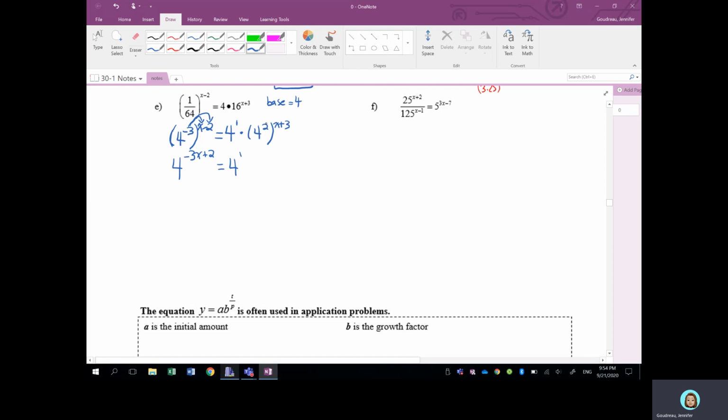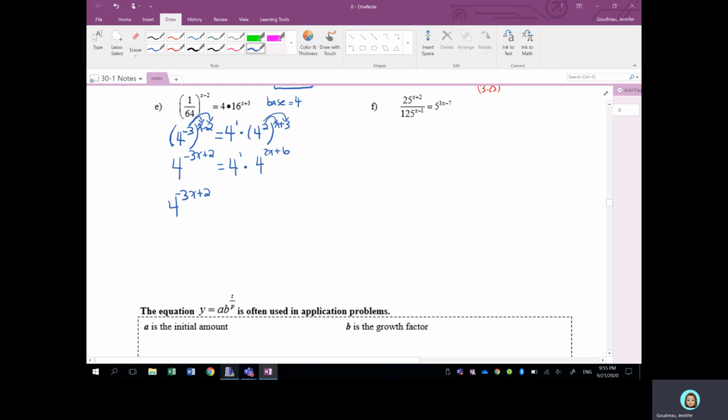Here, also, power to a power. I need to multiply the exponents. I'm going to distribute that 2. So this is going to be 4 to the 2x plus 6. Everything is in the same base. I have a problem though. I don't have a single power on both sides. I do on the left-hand side, so the left-hand side is good. We have a single power there. We don't have a single power over here.